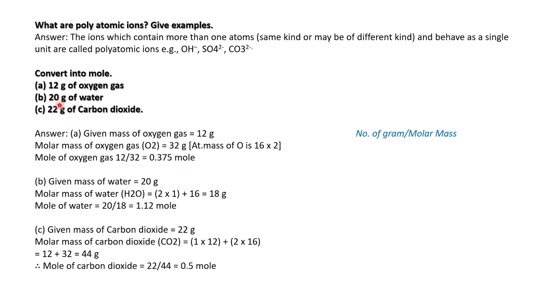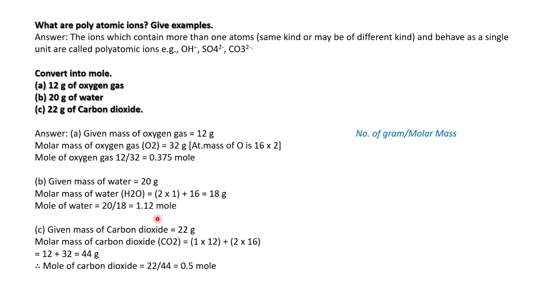And 20 grams of water. 20 grams of water divided by the molar mass of water. The molar mass of water is 18. Here we should remember this: hydrogen 1, and it occurs 2 times, so 2 into 1, and here oxygen 1, its atomic mass is 16, so 18. We should know the molar mass of water to calculate, and 20 divided by 18 is 1.12 mole.